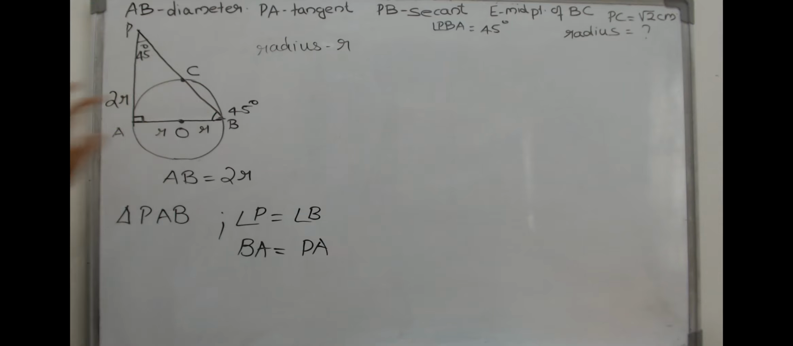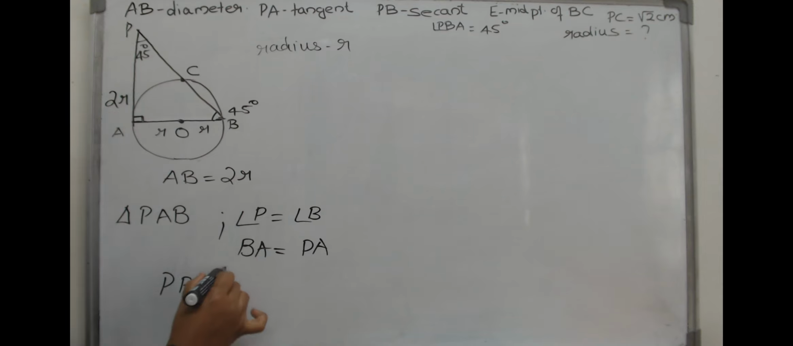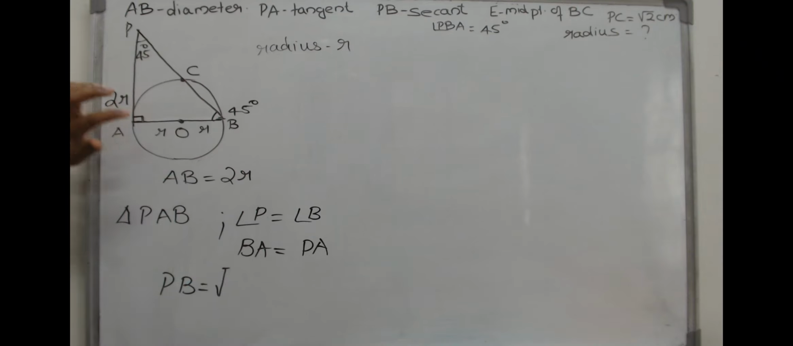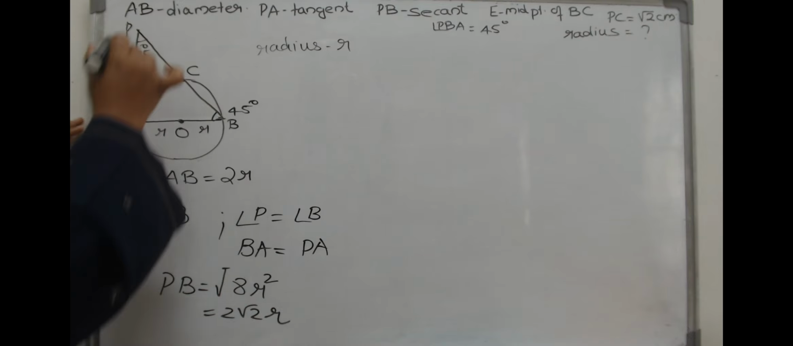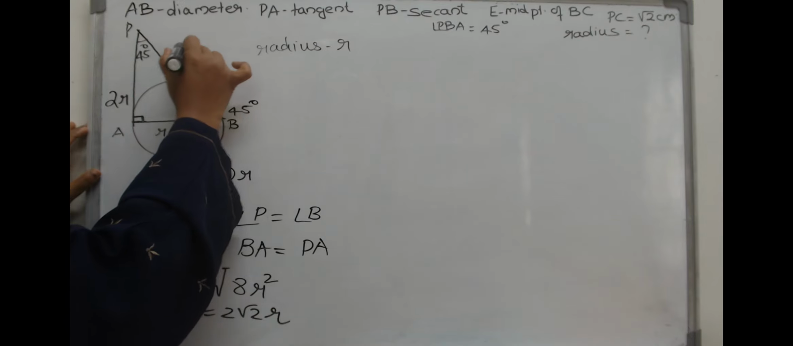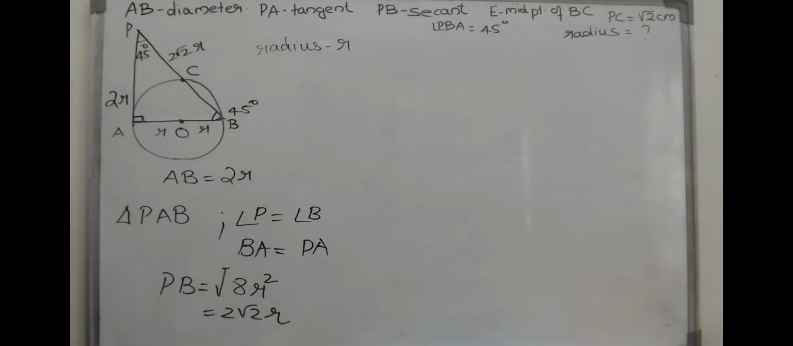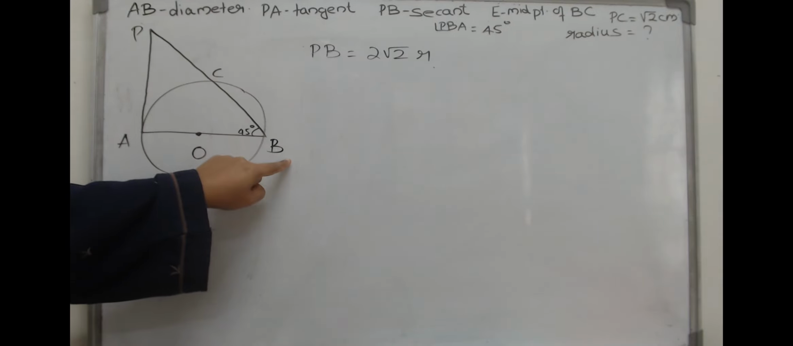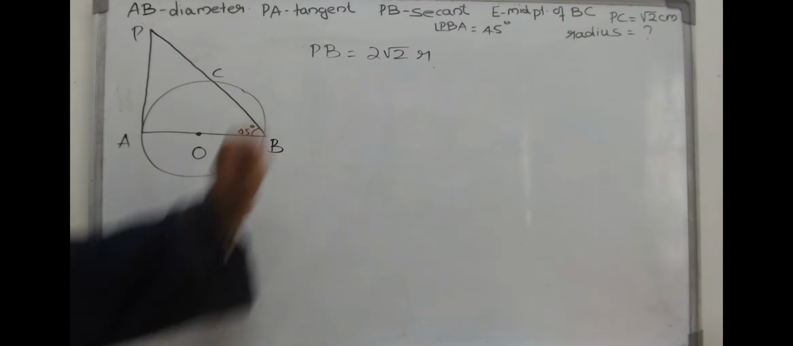Now what about PB? It is the side opposite to the right angle, or in other words, the hypotenuse. And how will we find that? Using the Pythagoras theorem. It will be the square root of (2r) squared plus (2r) squared. So this is the value that we are looking at. Our PB is going to be 2 root 2 r. So we found out that PB is 2 root 2 r.